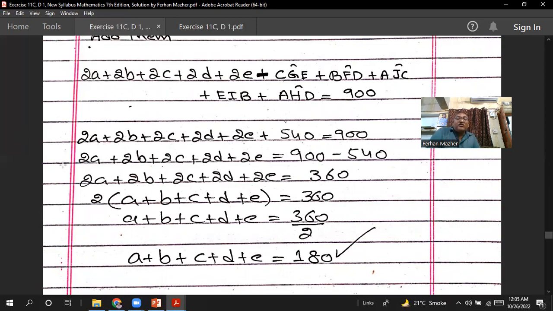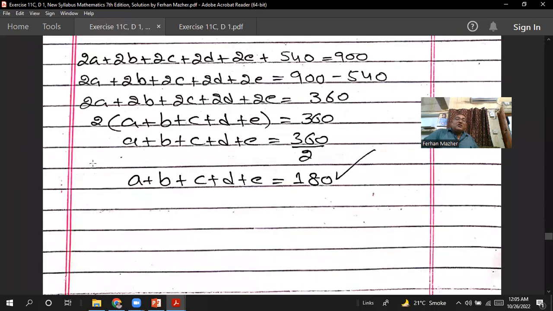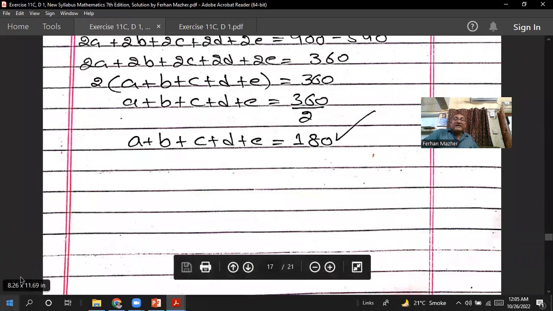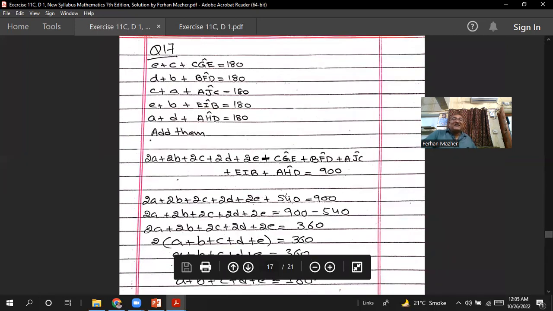So take the 2 common. So 2 bracket A plus B plus C plus D plus E bracket close equals 360. So it will be A plus B plus C plus D plus E equals 360 divided by 2. So A plus B plus C plus D plus E equals 180. So this was question number 17.